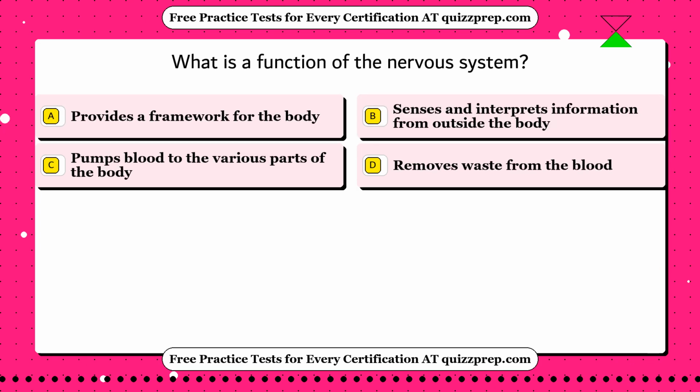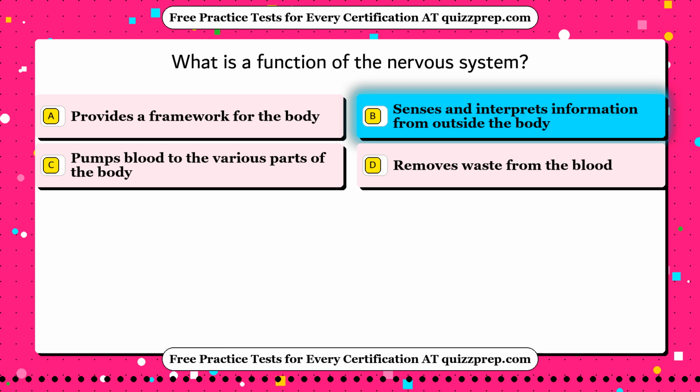Question 36. What is a function of the nervous system? Option A. Provides a framework for the body. Option B. Senses and interprets information from outside the body. Option C. Pumps blood to the various parts of the body. Option D. Removes waste from the blood.